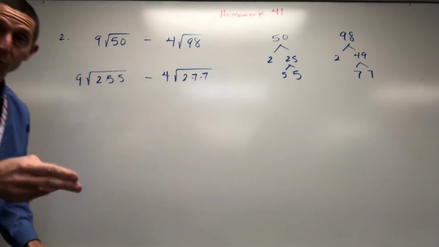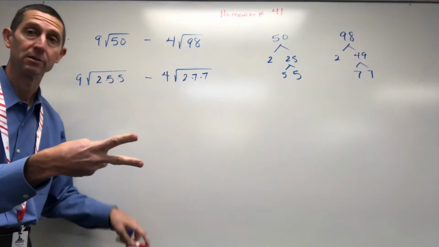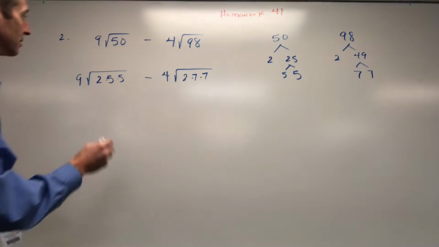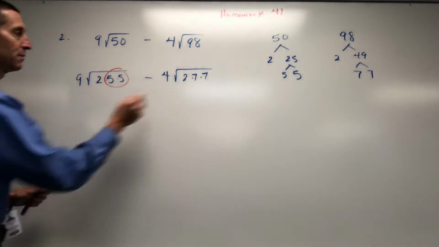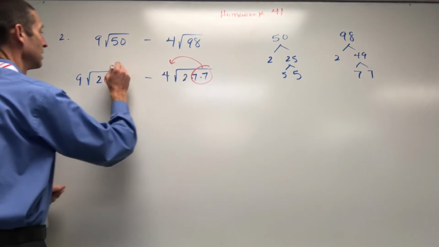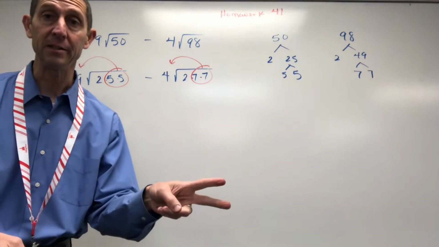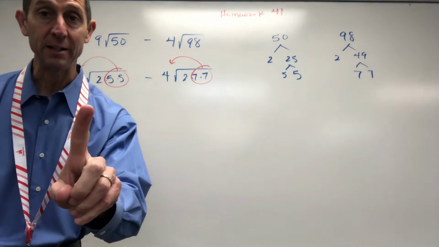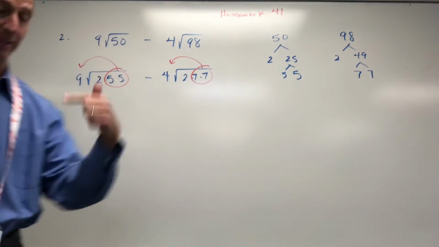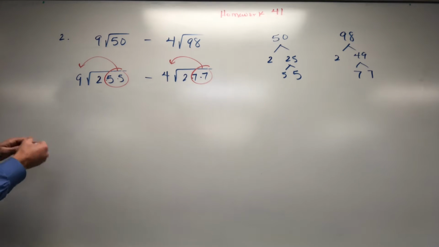So if it's square root, we're looking for pairs. We're looking for 2 of a kind to get out of there. Here's a pair of 5s. Here's a pair of 7s. Taking it on out. We remember the rule. There's 2 of them on the inside, but you only write it one time when you get it on the outside. Don't forget about the 9's already out there.